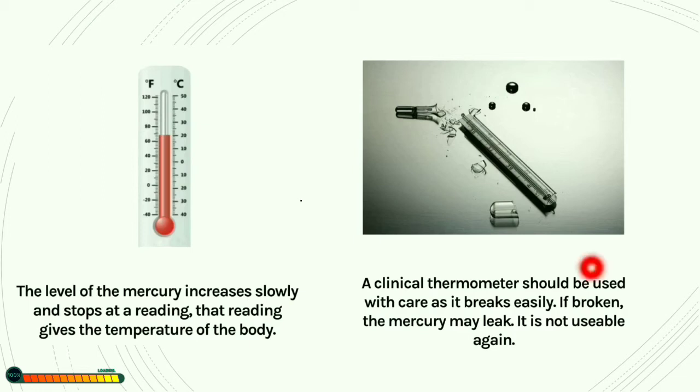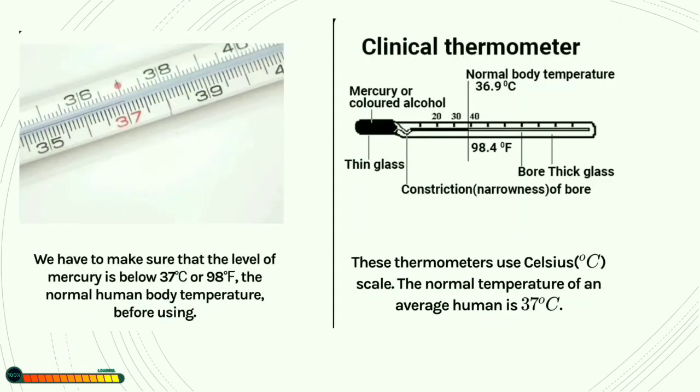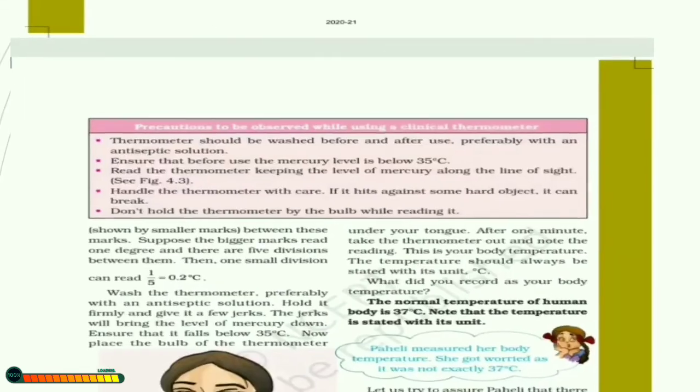Now a clinical thermometer should be used with care as it breaks easily. If broken, the mercury may leak and it is not usable again. And also, mercury is very toxic. So there are some precautions which we must maintain when we use the clinical thermometer. Let's see what the precautions are.